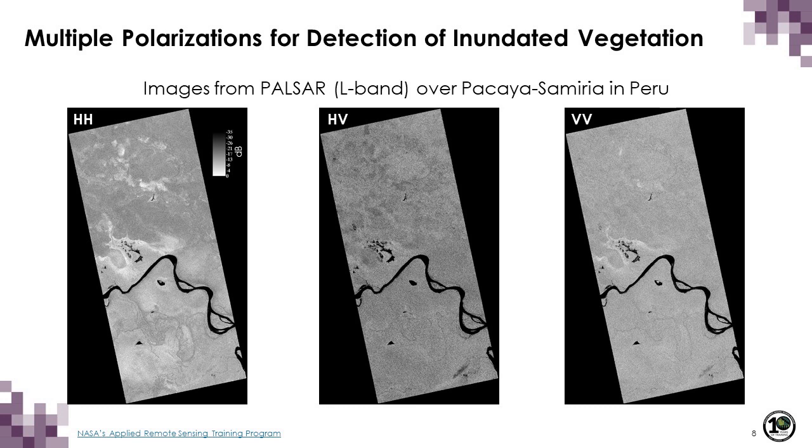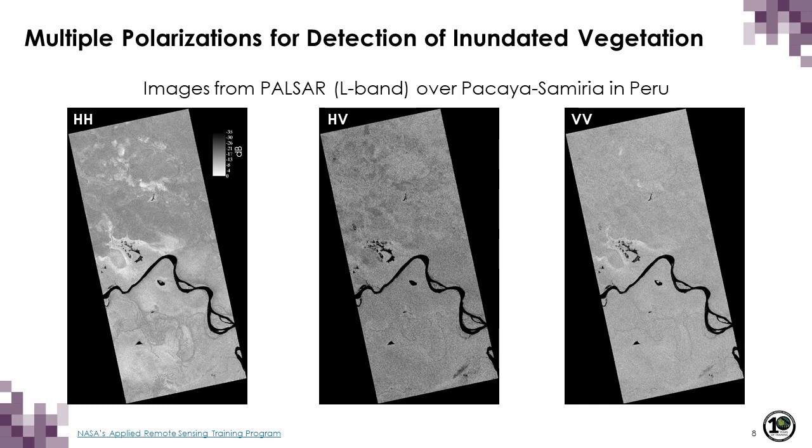Here we have an example of multipolarization images from ALOS PALSAR over a part of the Pacaya Samiria National Reserve in Peru, which is a vast wetland ecosystem. These are L-band images at HH, HV, and VV polarizations. The very bright areas are where double bounce dominates, and this is where there's inundated vegetation. The very dark areas are open water, and you can clearly see the river through the middle of the image, as well as some open water bodies north and south of the river. Note the difference in backscatter magnitude between the different polarizations.